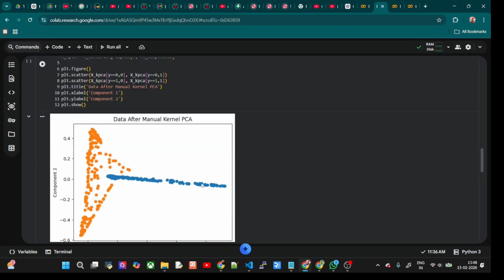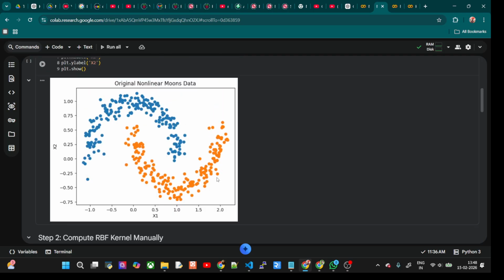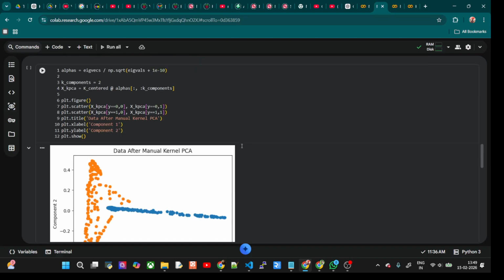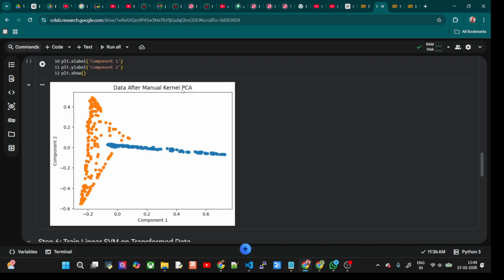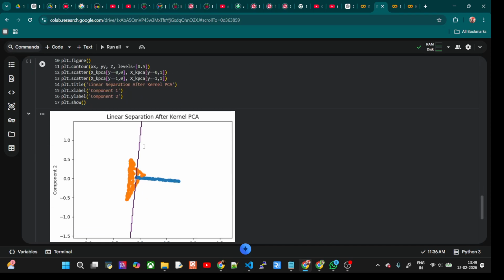This is the output. Your data was like this, blue and orange. This is non-linear data, a Moons data set, and once you apply kernel PCA on it, the data becomes like this. Now it's easy to differentiate between the two data sets. You can put a straight line or an inclined line here.